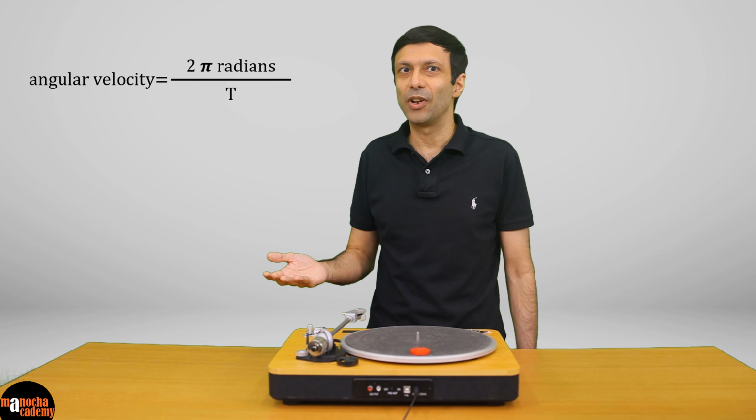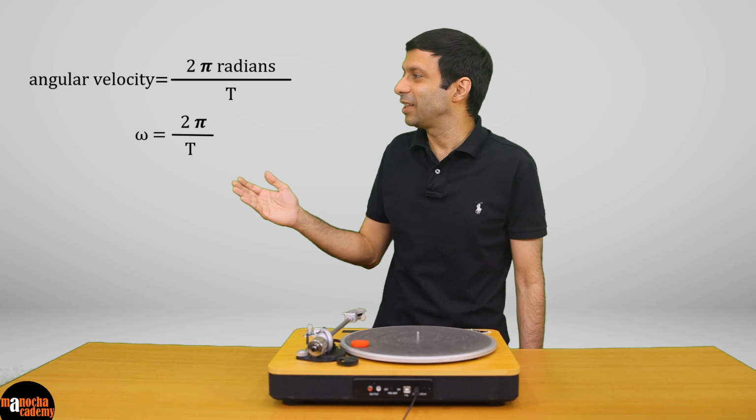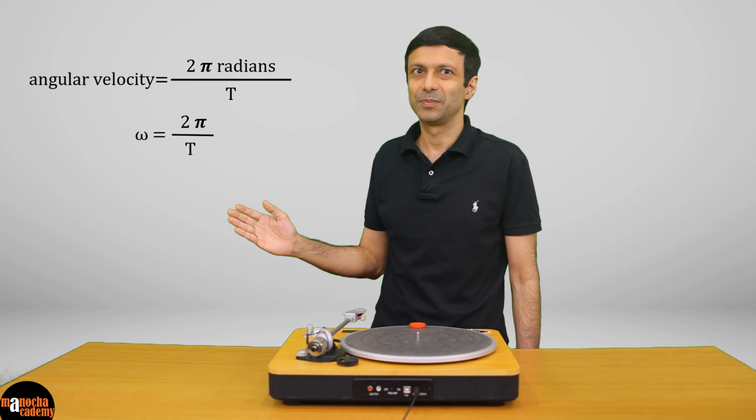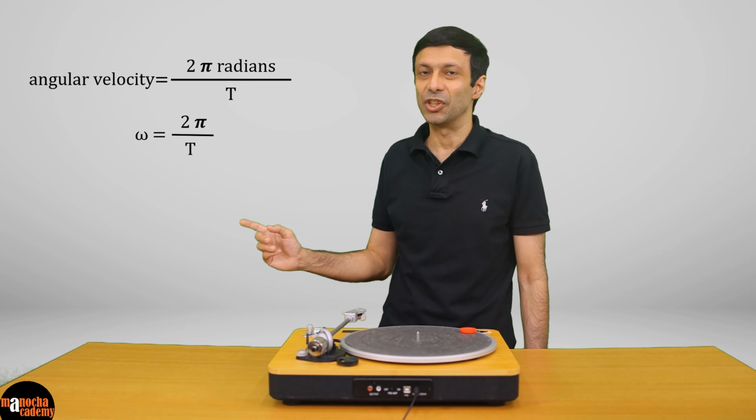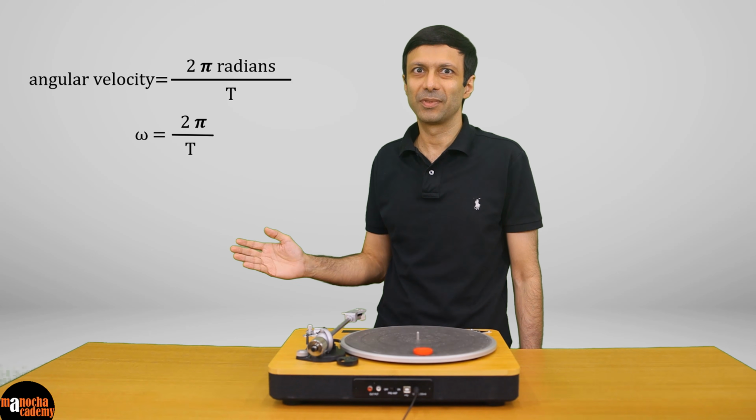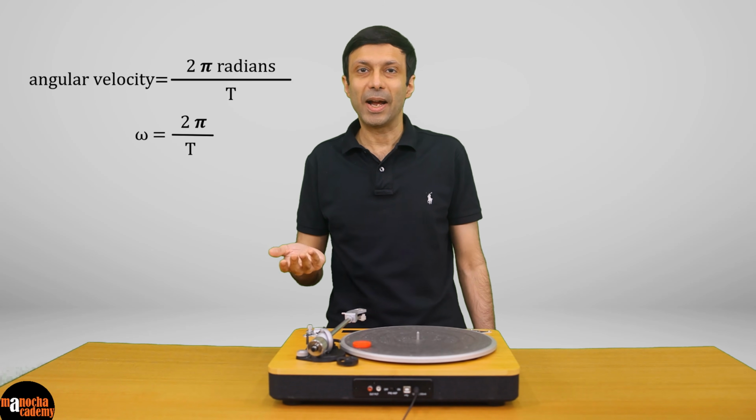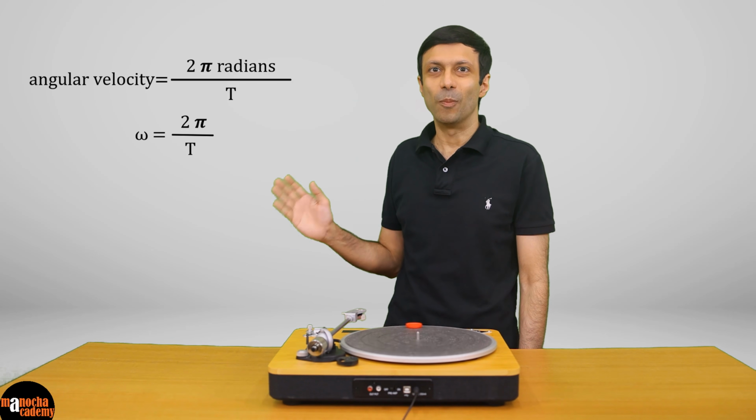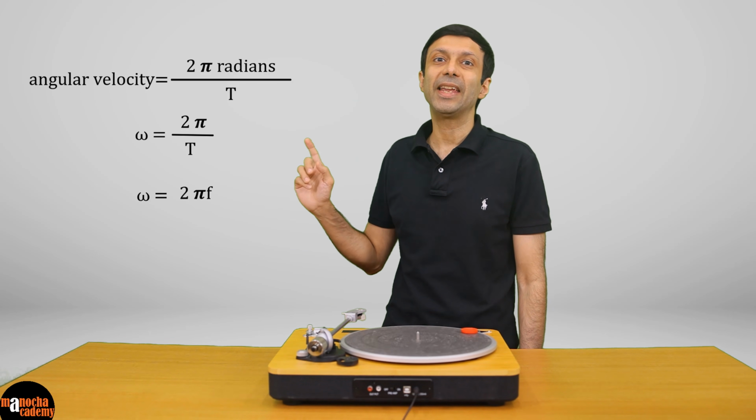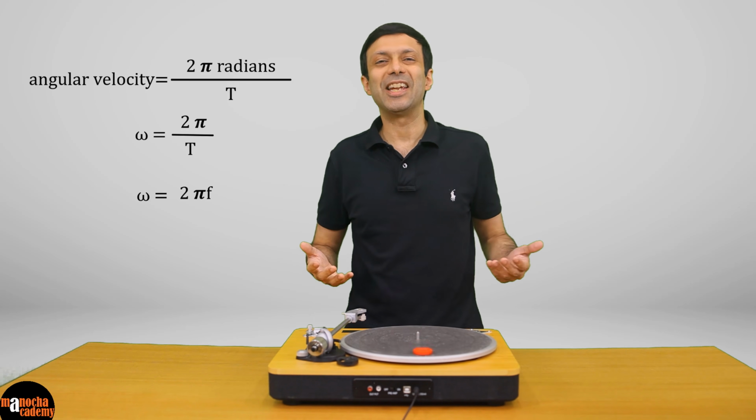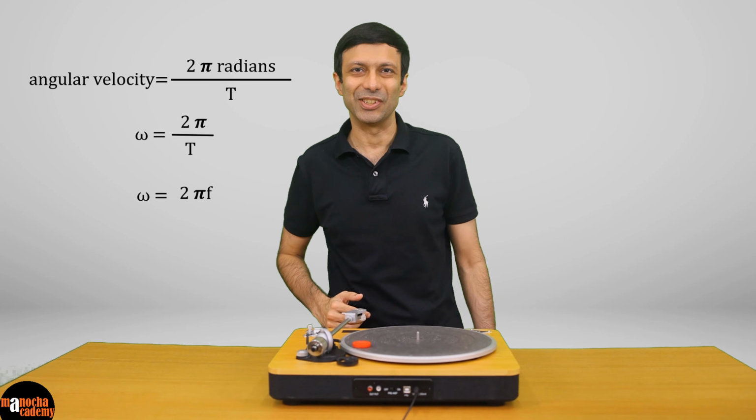So what is the angular velocity? The angular velocity is going to be 2 pi divided by T. So that's our important relation. Omega equals 2 pi by T. And remember, 1 by T is the frequency. So we can also write angular velocity omega is 2 pi F, 2 pi times the frequency. So see, it's so simple to derive the relation.